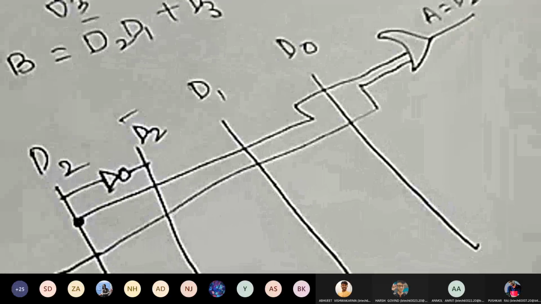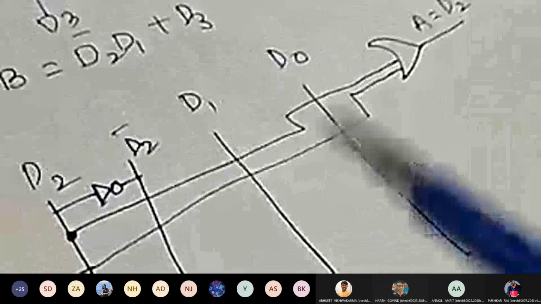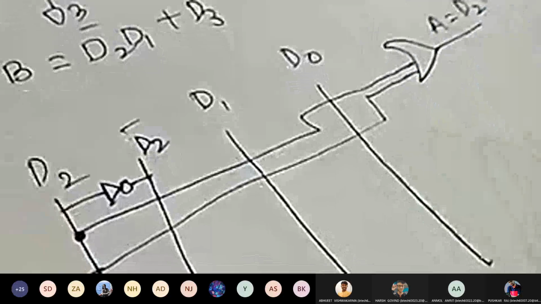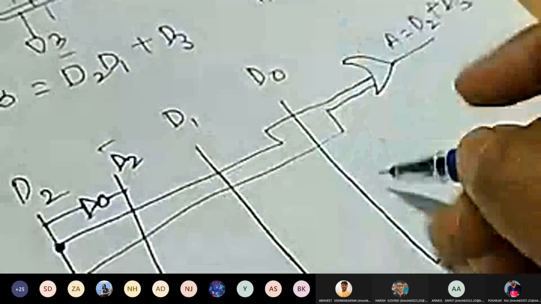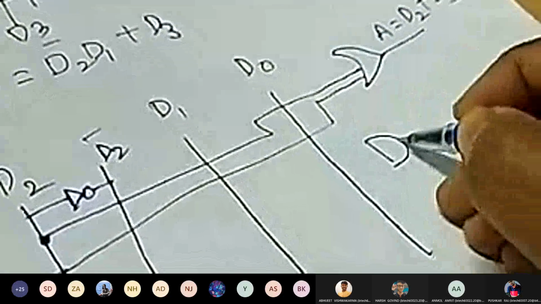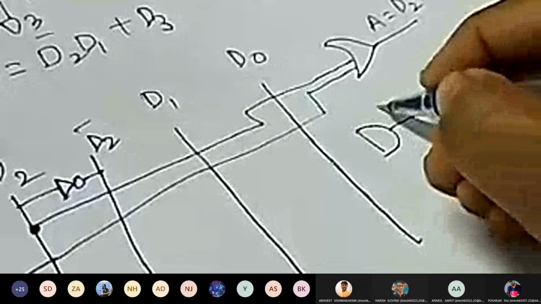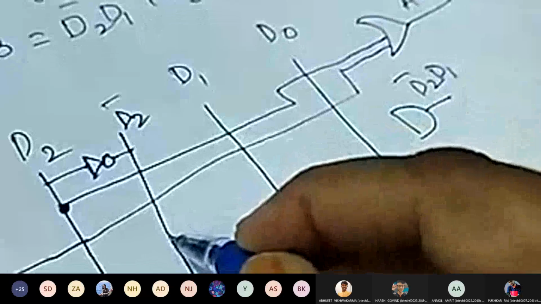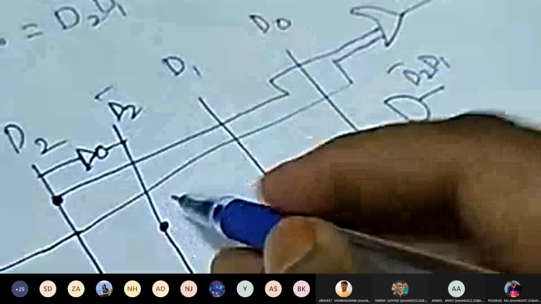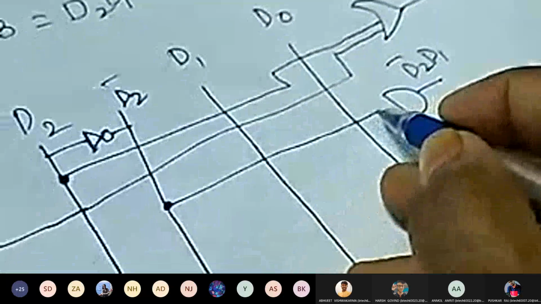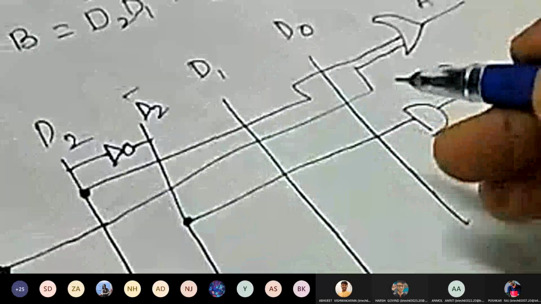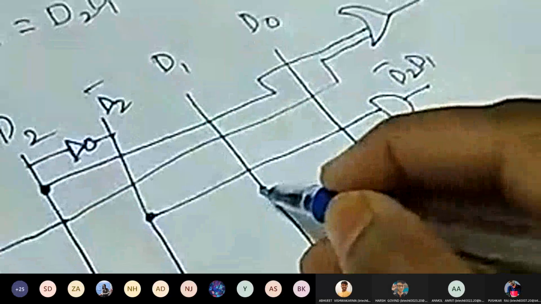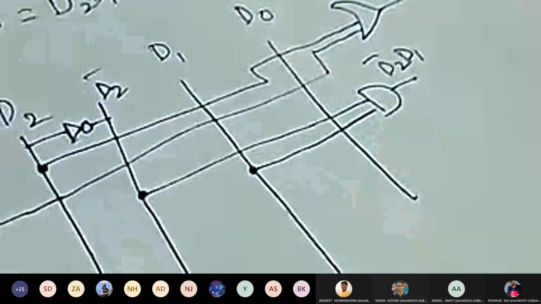So you have cleared for D2 plus D3, the A output. Now for B. So B is D2 bar D1. So we will be taking one AND gate. So the AND gate output will be D2 bar D1. So where is D2 bar? Here is your D2 bar, because we have taken the NOT gate. So we will take a connection from here. And where is D1? So D1 is here. So we will take a connection from D1.